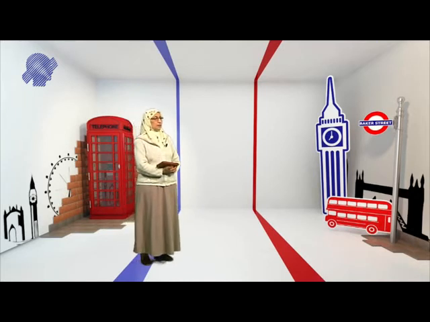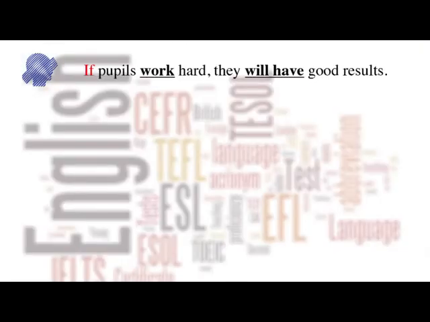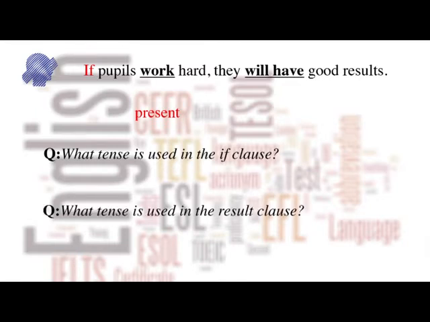Let's start the first sentence. Study the example. If pupils work hard, they will have good results. What tense is used in the if clause? Good, it's the present tense. They will get good results. Which tense is used in the result clause? Right, we have the future simple here. Right, so what can we say? What type of if clauses is this? Yes, this is the first type of if clauses.